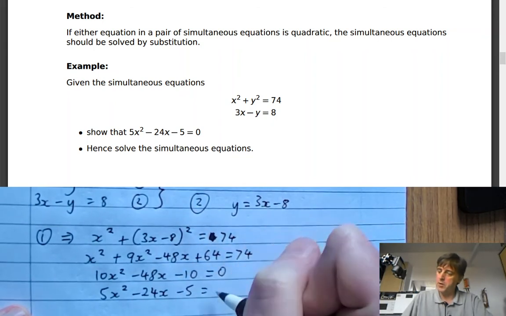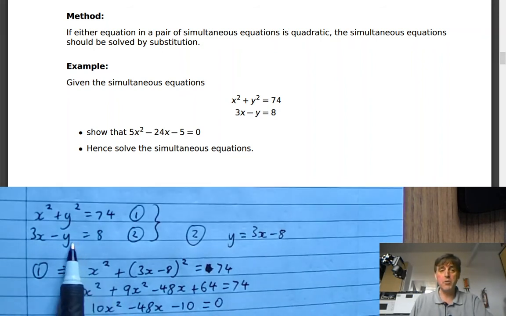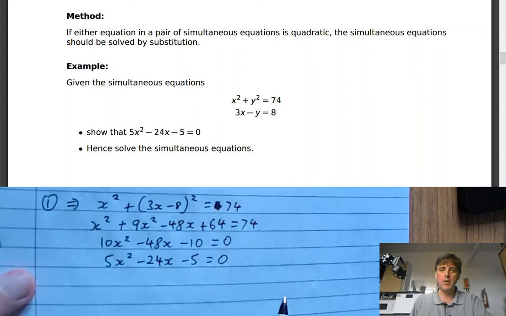So we've done the first part of the question. Cool, right, okay, so let's now continue and solve the simultaneous equations. What we've done is we've eliminated by substitution. We've substituted to eliminate the y terms. We've got ourselves a quadratic equation in x.